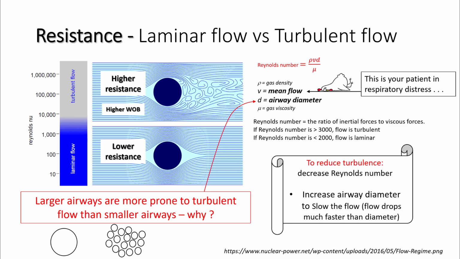Therefore, to reduce turbulence, try to decrease the Reynolds number and try to maintain your patient in laminar flow. And the way to do it would be to increase the airway diameter to slow the flow. You can see that the Reynolds number depends upon the airway diameter as well. However, the drop in the flow rates is much faster than the drop in the diameter. So overall, the Reynolds number falls with increase in airway diameter.